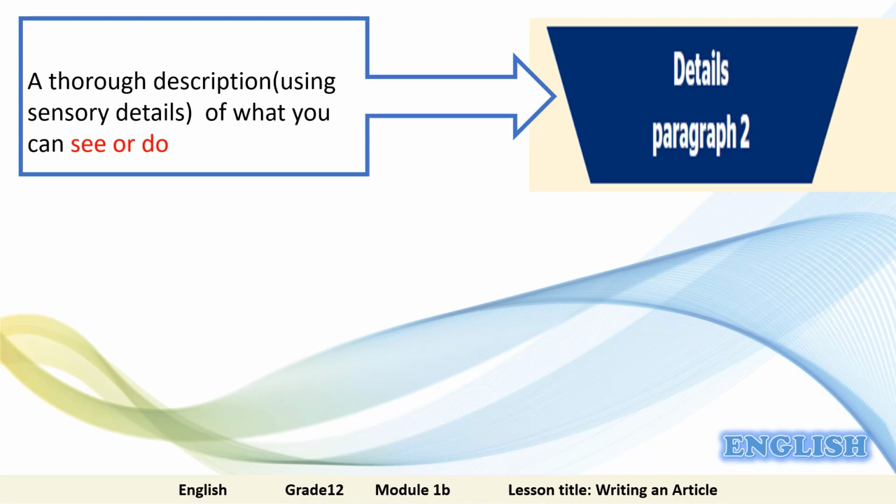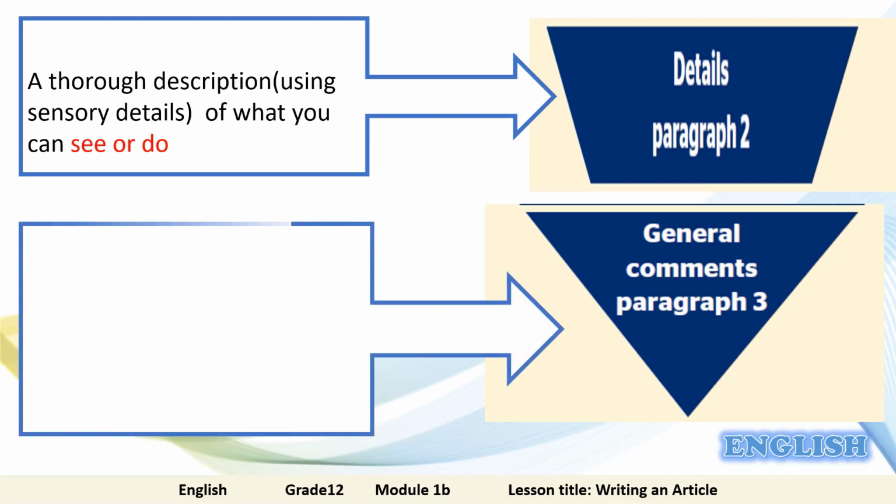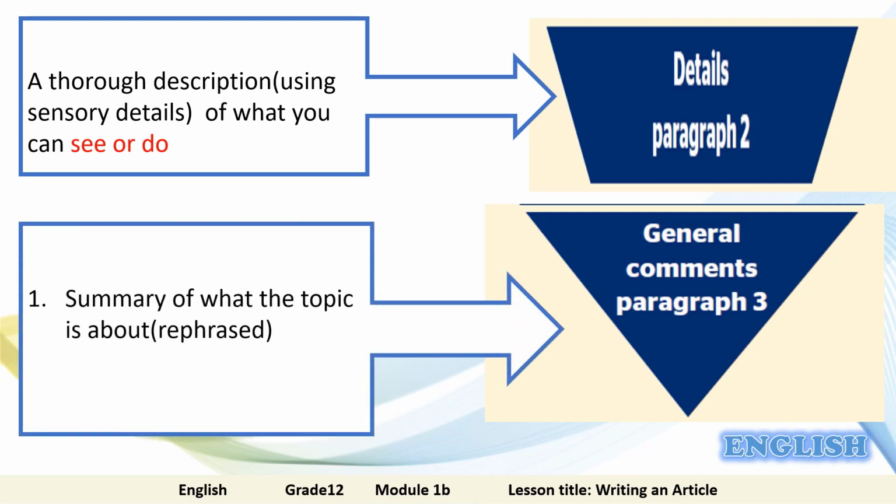How about paragraph 3, the last part of our article? This is mainly about the general comments. What do I mean by general comments? It's reminding your readers of what your topic is about, but try to avoid using the same words you used before. And your comment, the writer's comment. It has to be very objective and neutral, since this is an impersonal piece of writing.